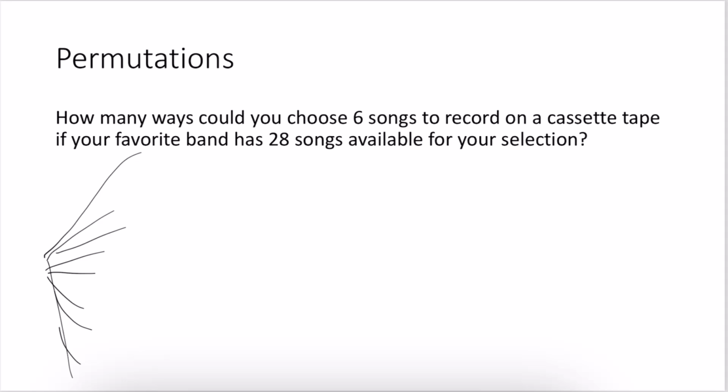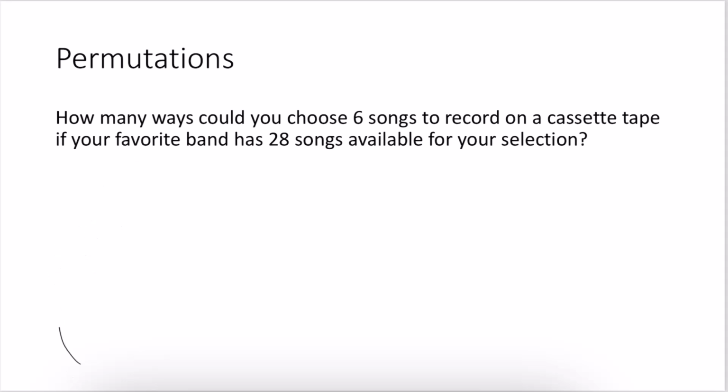Then for your second song, you would have 27 options branching off of each of those. The reason it's 27 is because you wouldn't want to put the same song on the cassette tape twice. Whatever song you chose for your first song, you could put any of the other songs on as your second one. And then your third choice would have 26 branches branching off of each of those. Basically, this choice tree would be huge.